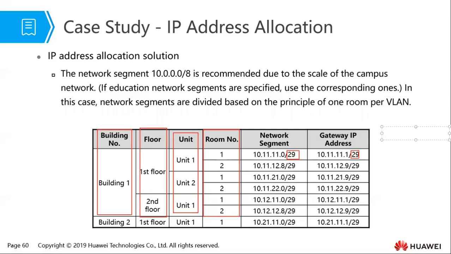So 29, 32 minus 29. We have 2 raised to the power of 3. So we get 8 minus 2, we get 6. I think this will give us 6 addresses per room. So maybe we have 6 people in each room.